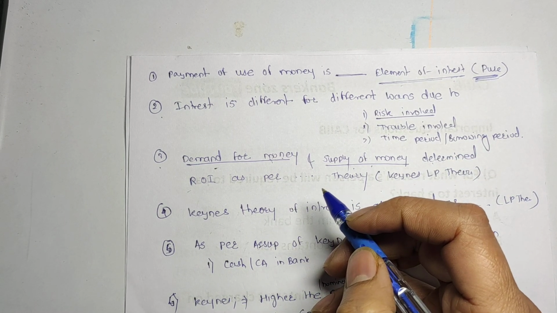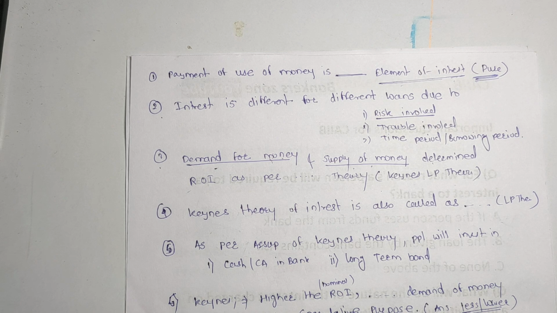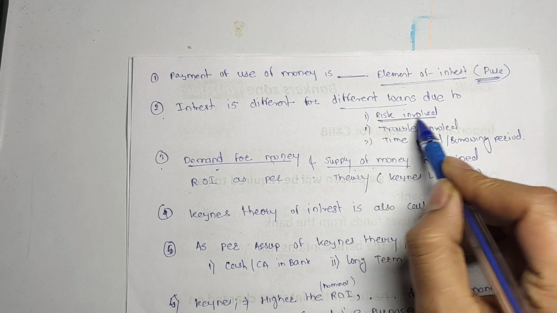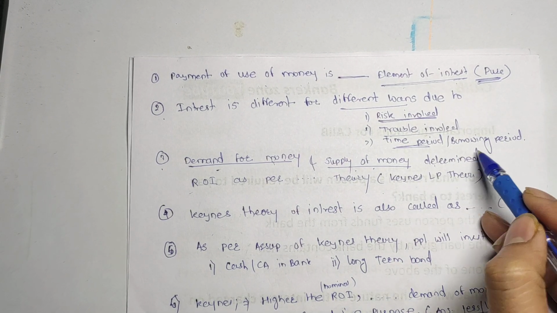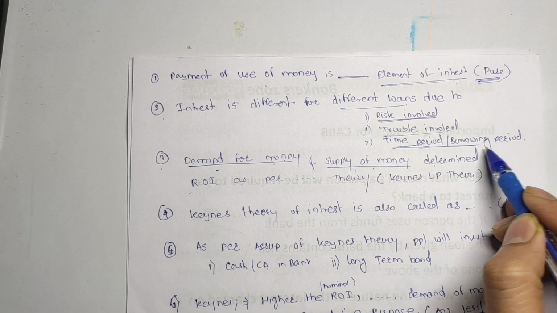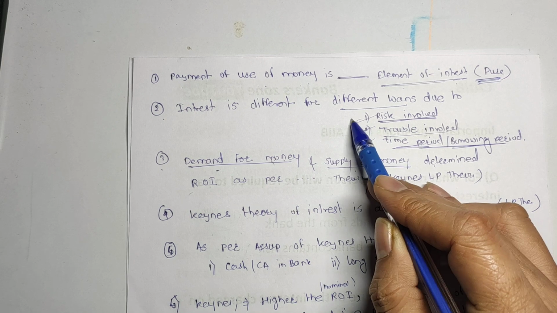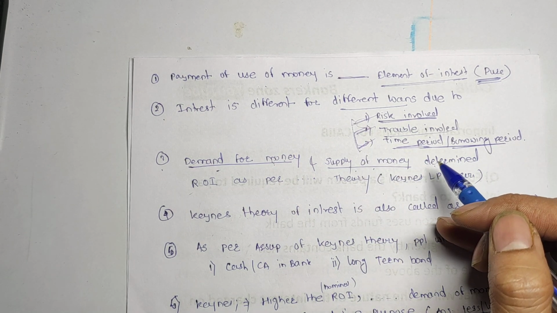Next, interest is different for different loans. Why is interest different for different loans? Very first, there is a risk involved, there is trouble involved, and there is a different time period or different borrowing period. Those are mainly the main reasons. You have to choose the correct option. Those are all the options I have given. You can choose the correct one in the examination.